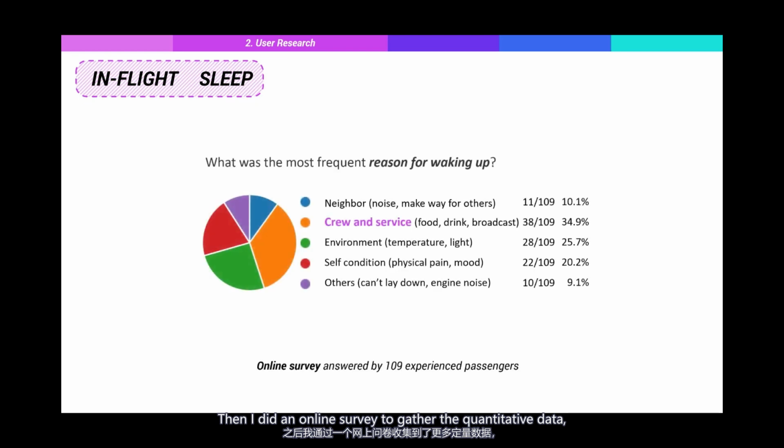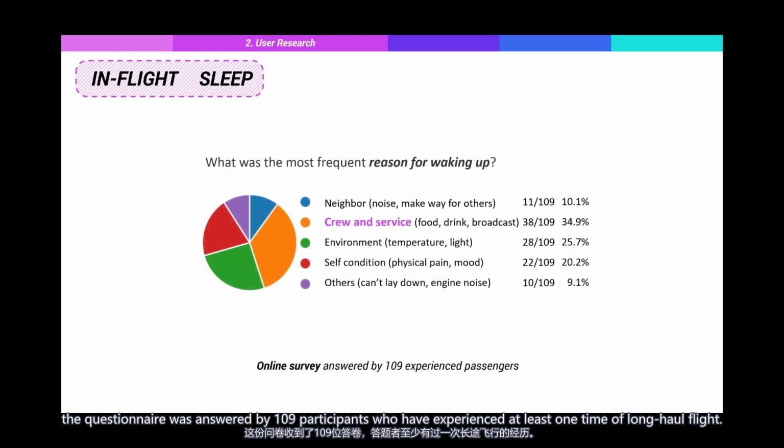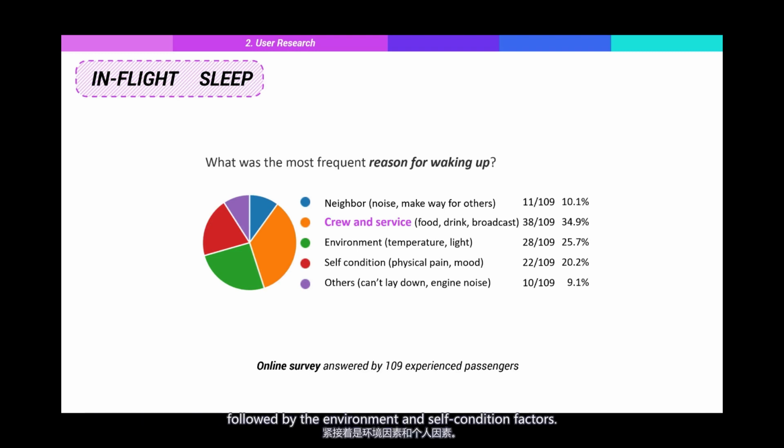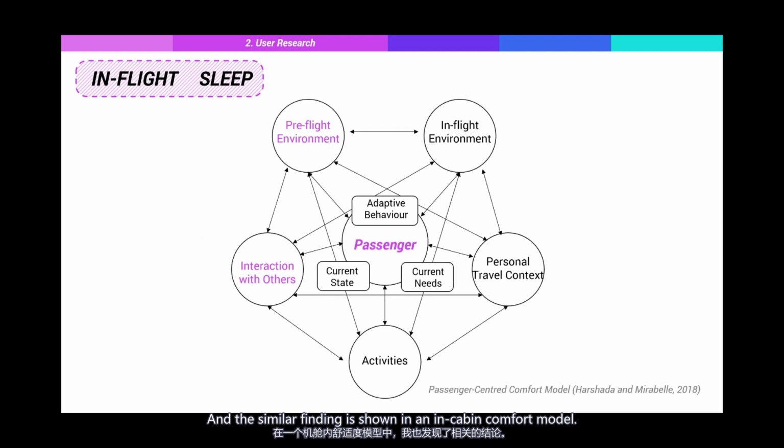Then I did an online survey to gather the quantitative data. The questionnaire was answered by 109 participants who have experienced at least one time of long-haul flight. The results shows that the dominant factor for waking up in flight is the flight attendants and the service, followed by the environment and self-conditioned factors. And the similar finding is shown in an in-cabin comfort model. In this passenger-centered model, pre-flight environment and interaction with others would directly influence passengers' comfort level.